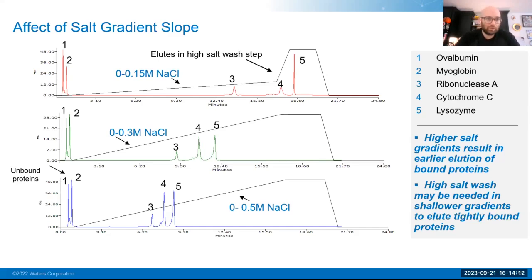And you'll see that even a couple potentially don't bind and come off right in the void during the injection. And then as we lower the ionic strength, we get much better separation, but also peak broadening here. So it's a balance between separation abilities, and making sure that you get sufficient peak shape for things such as limit of detection and quantitation.